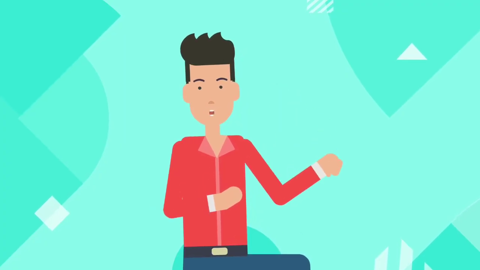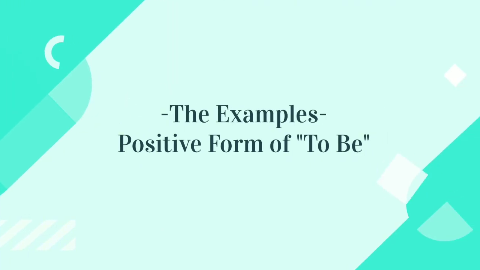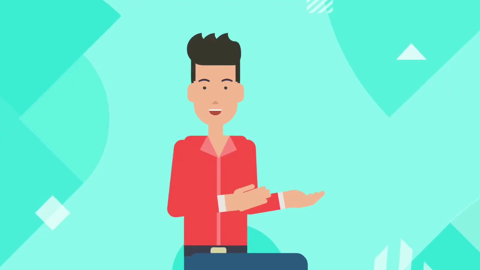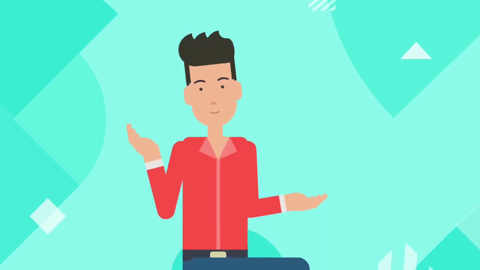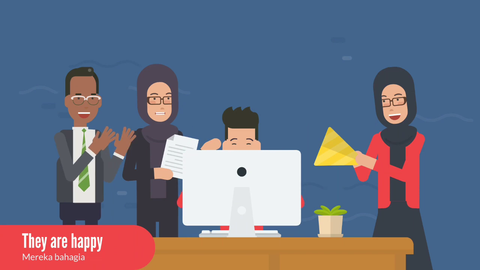Now, let's go through some examples to see "to be" in action. 1. Affirmative sentences, these are positive statements. I am a teacher. She is my sister. They are happy.